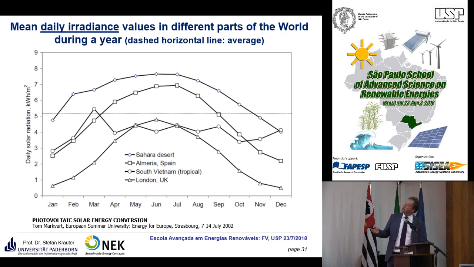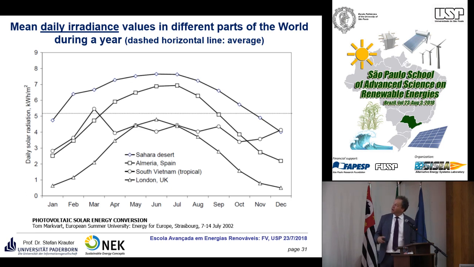It goes up to 8 kilowatt hours per square meter per day. Here, if you go to London, which is very similar to Germany, you would have this one. So winter is really bad there, it's below 1, only half, so about a factor of 5 less. Summer is not so bad, so the difference is not even a factor of 2.